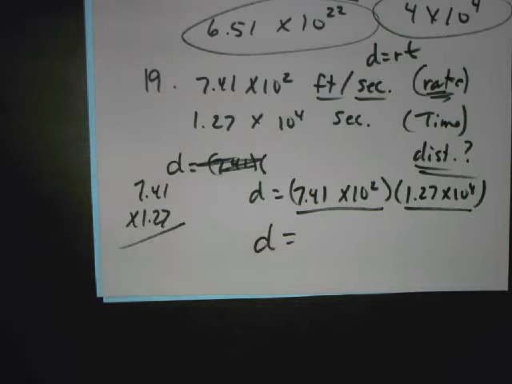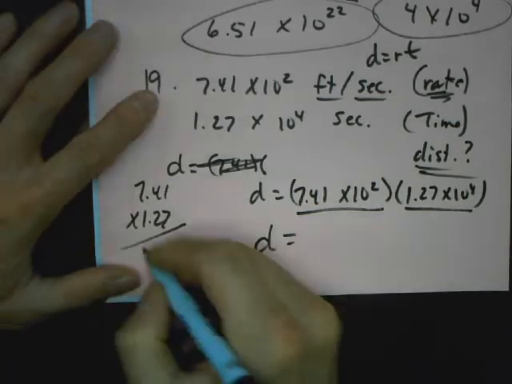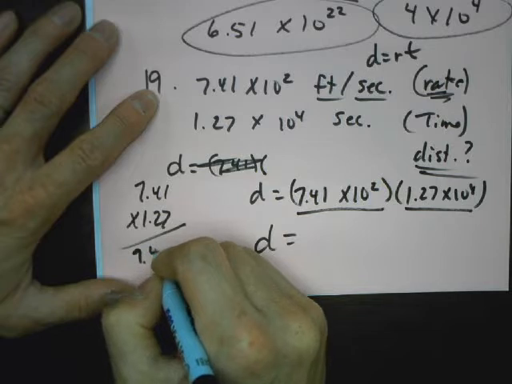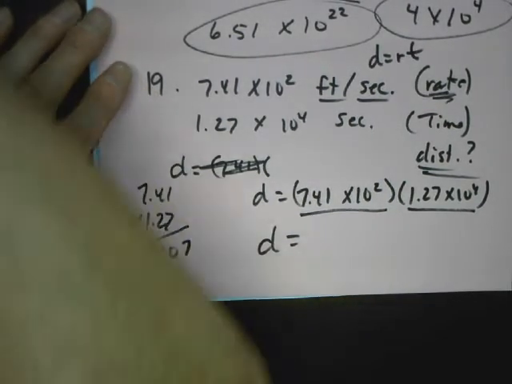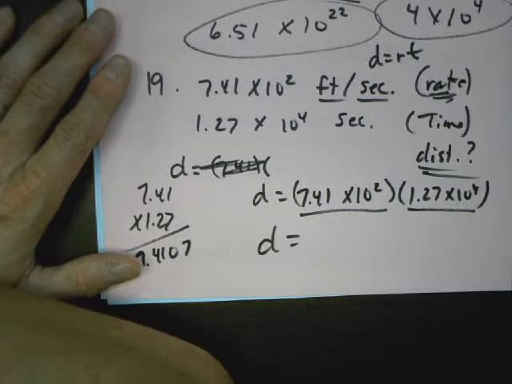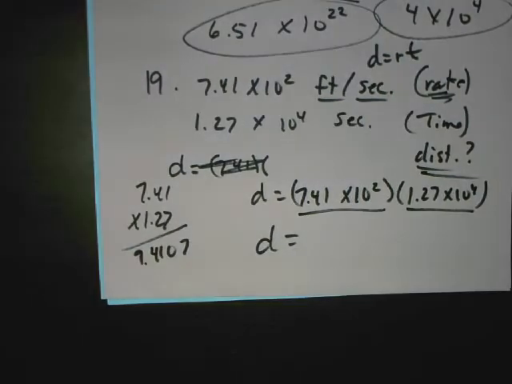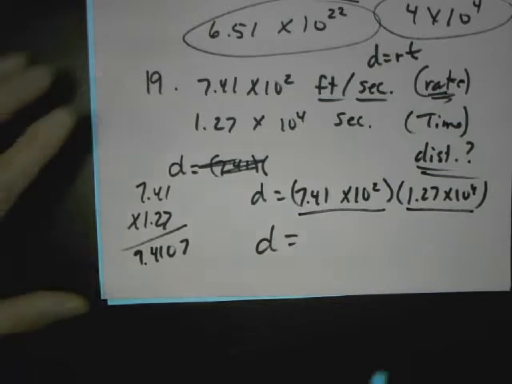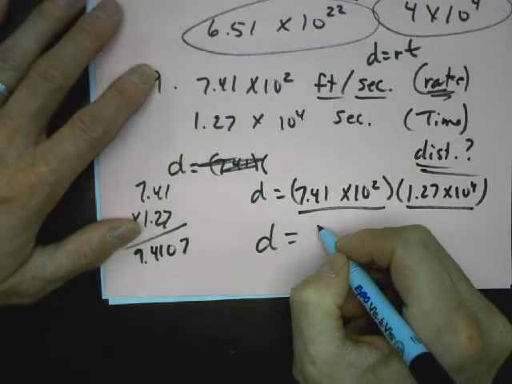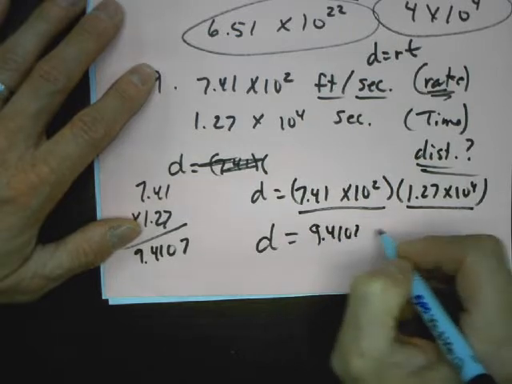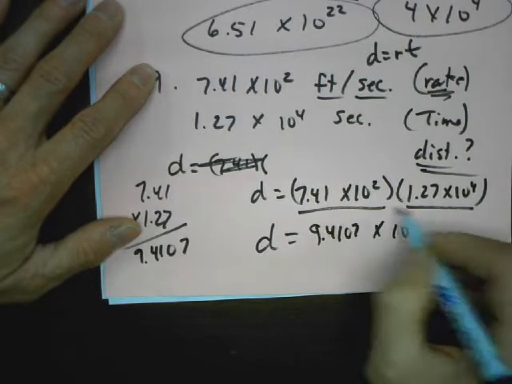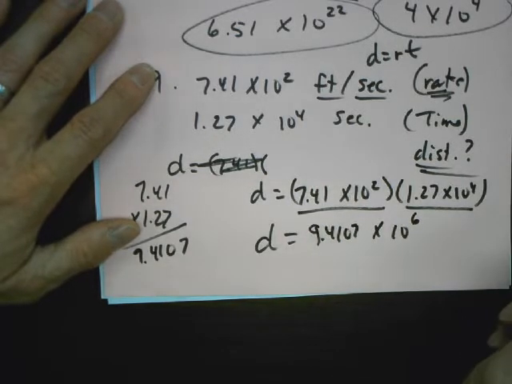And just because I'm running out of time here, my next class is about to start pretty soon, so I'm going to go ahead and multiply that out. And what we're going to do here, we're going to write in scientific notation. Let me do this again. 7.41 times 1.27. So I got 9.4107 times 10 to the 6th power.